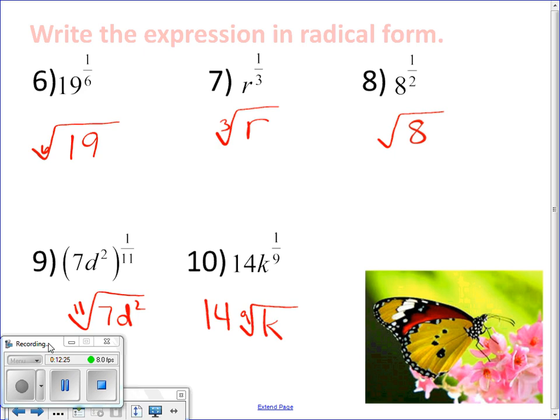Were you telling me okay? Yeah, good. Guys, take a look at 10. Make sure you did that one okay. The 14 does not have a rational exponent, so it just stays on the outside. It does not go under the radical. Questions so far? We're liking today? Not too bad?